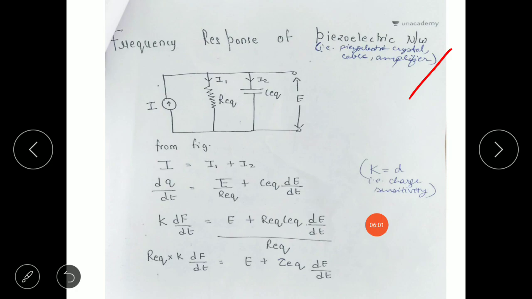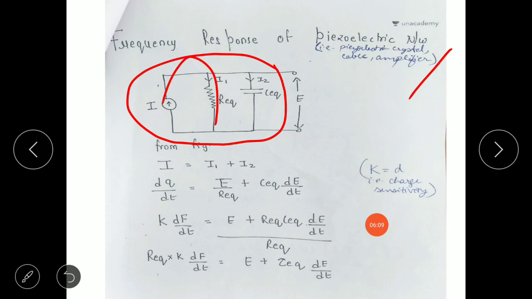amplifier. This is the equivalent simplified network having I, R equivalent, C equivalent. Now from this network you can see I is equal to I1 plus I2. It is getting divided into two currents. So I is equal to I1 plus I2. What is I1? I1 is equal to E divided by R equivalent. So here I have written E divided by R equivalent. And what is I2? It is the current through the capacitor, which can be written as C dE by dt.